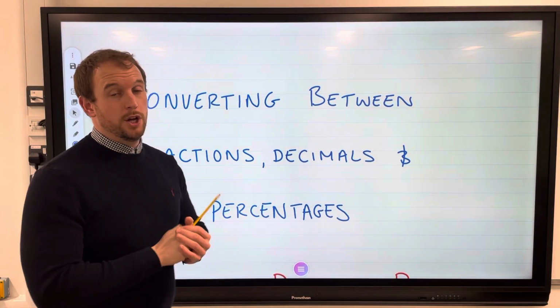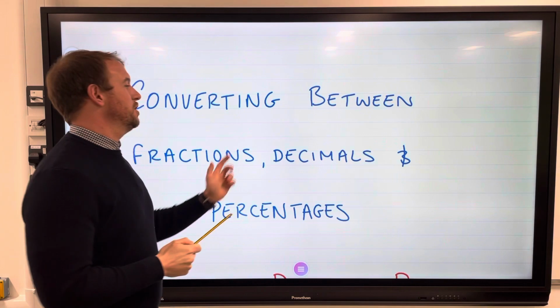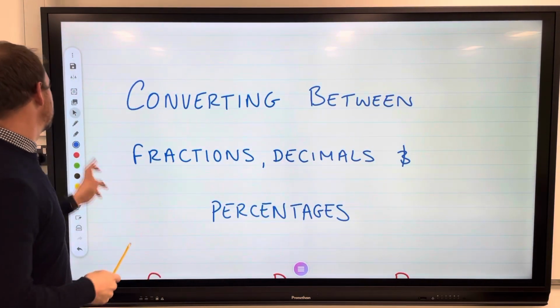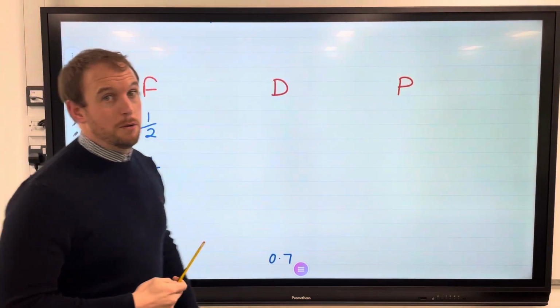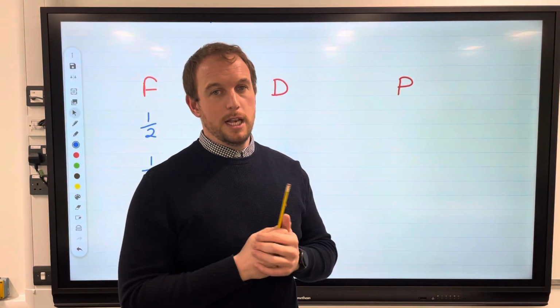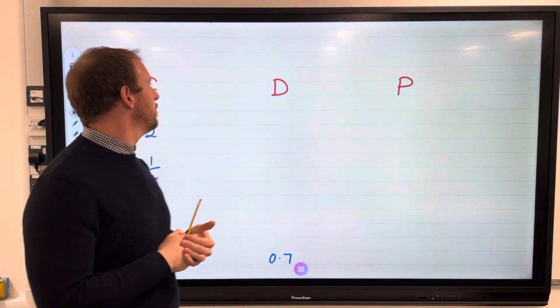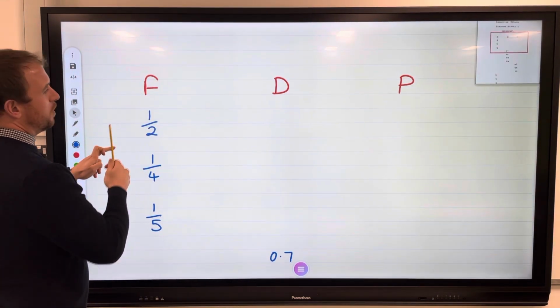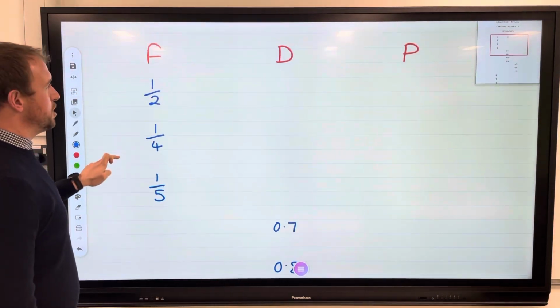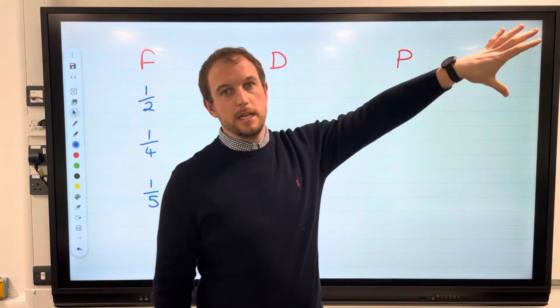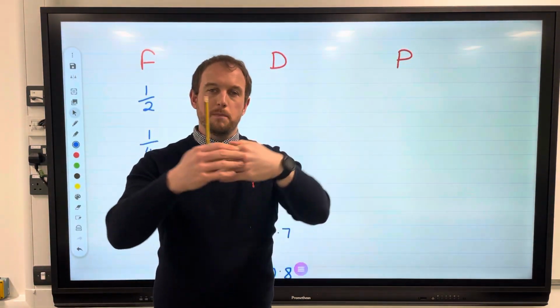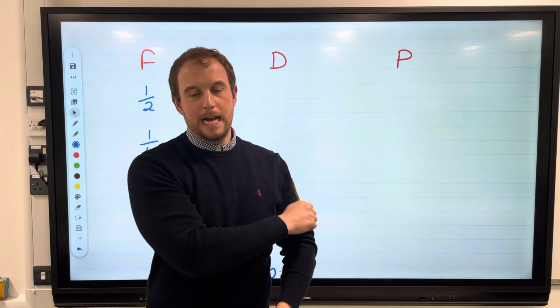Okay, so today we are looking at converting between fractions, decimals and percentages. It's a very common skill at GCSE, and quite a common skill that people ask me for help with. You can see here that I've got a table, with a few numbers, and we've got F for fractions, D for decimals, P for percentages. We have to imagine it's a big table, and we're going to fill it in as we go.